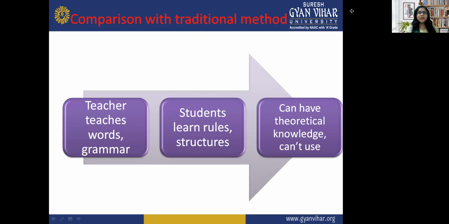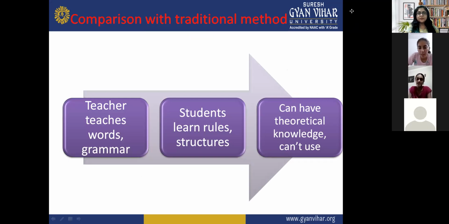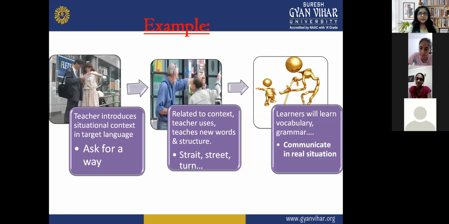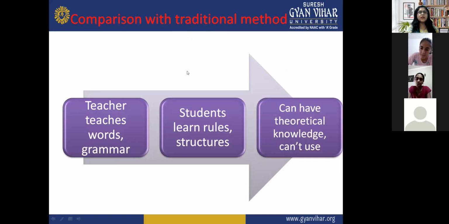Are you understanding, students? Yes, ma'am. Okay, now just a second. Okay, this we have done. Now let's see the comparison with the traditional method.